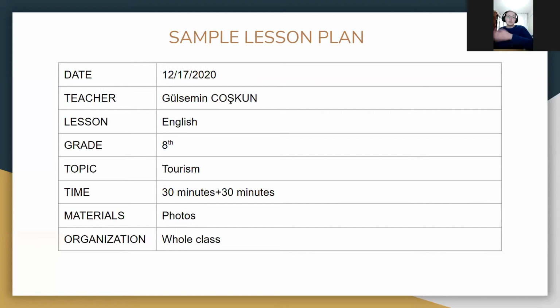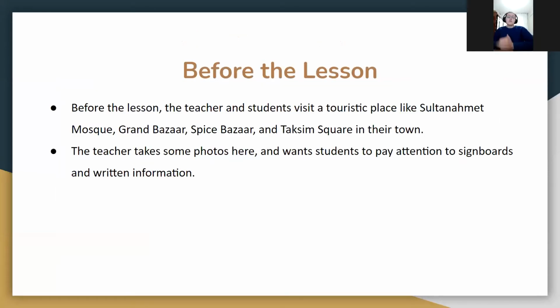And I plan to use photos as materials, and it's a whole class activity. Before the lesson, the teacher and students visit a touristic place in their town. I choose Istanbul and places like Sultanahmet Mosque, Grand Bazaar, Spice Bazaar, and Taksim Square in my town. And the teacher takes some photos here and wants students to pay attention to signboards and written information.